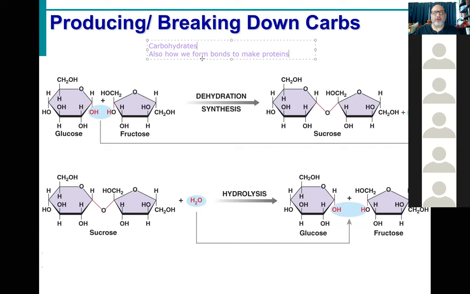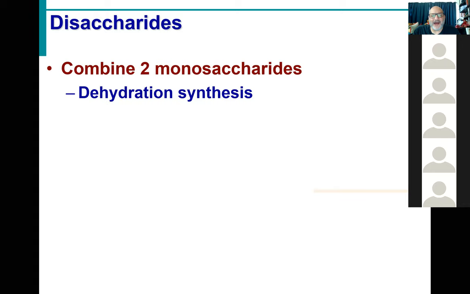So here again, we have those hydroxyl functional groups. We form a bond, and that bond shares the oxygen, and a water is pulled out from that process. Or if we want to break the bond, we have to use water to split that into the two hydroxyl groups. And so using dehydration synthesis, we are able to take our monosaccharides and combine them to make some disaccharides. Let's talk about some important examples.